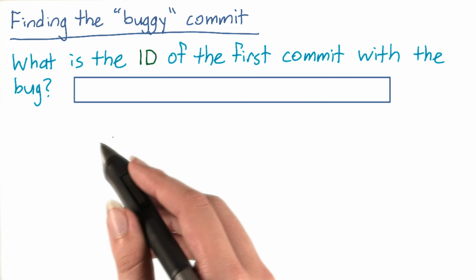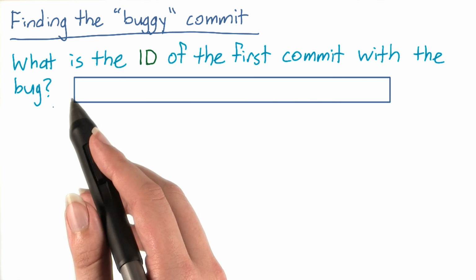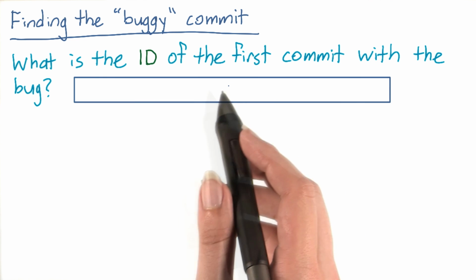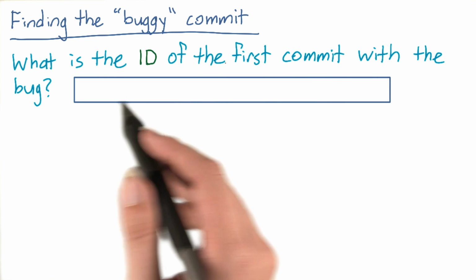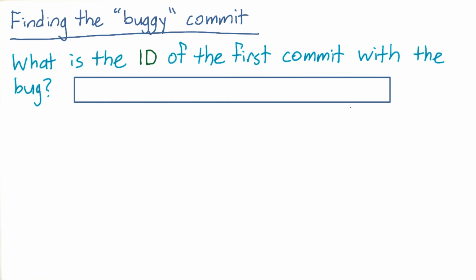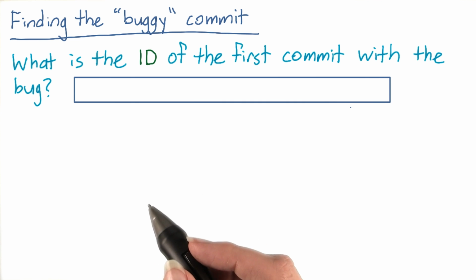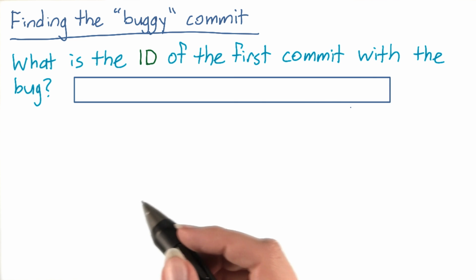Now I've narrowed down the commit that introduced the bug to 1 of 5. Go ahead and do the rest of the work and find the exact commit that introduced the bug. Paste the ID of the first commit with the bug into this box. If you run into any issues, check out the troubleshooting guide we've added to the downloadables section and see whether your problem is covered. If it's not, please ask about your problem on the forums.